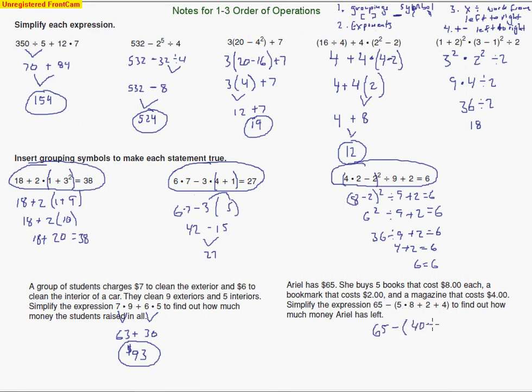That makes 40 plus 2 plus 4. And so that's now 65 minus 42. Okay, let's go ahead and change that right now. So that's going to be 42 plus 4. And so we'll go ahead and finish off that math inside the parentheses. Then it makes 46. And so when we go ahead and do the subtraction of these two numbers, we end up with 19. So $19 left is what Ariel has.